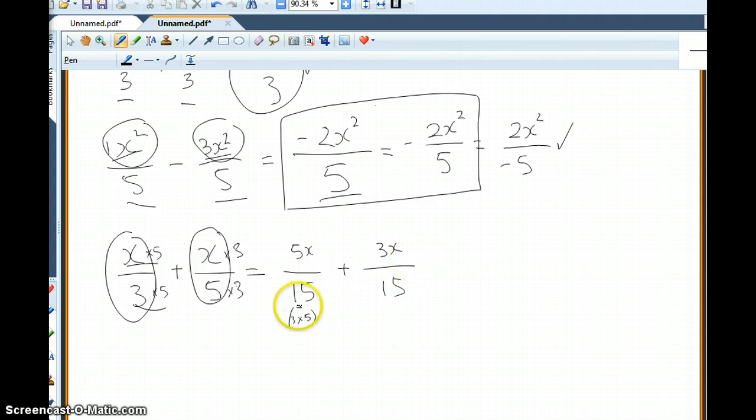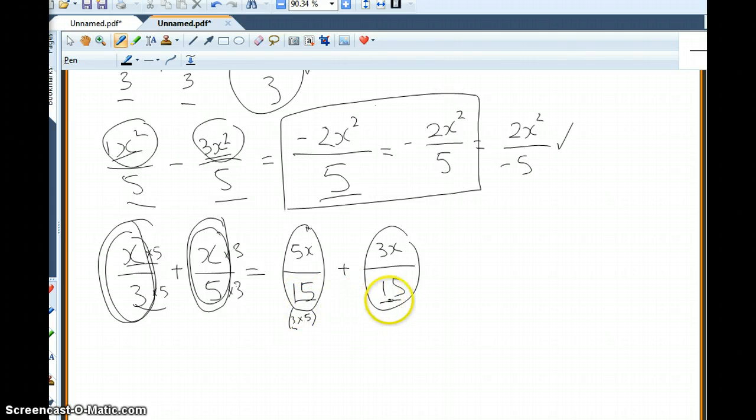Okay, so this fraction here and this fraction here are equivalent, and this fraction here and this fraction here are equivalent. They're exactly the same fraction, but the only difference being that they have common denominators. When I have common denominators, I can add them or add the numerators. 5x plus 3x is 8x, and there's my answer.